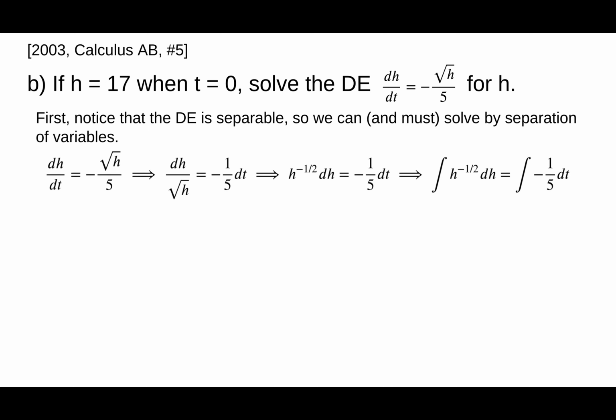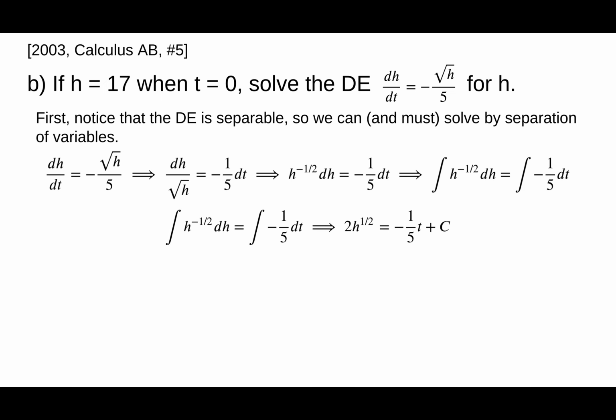We have dh/dt equal to negative square root h over 5. This implies that dh over the square root of h is negative 1/5 dt. That implies that h to the minus 1/2 dh is negative 1/5 dt. Now I can take the indefinite integral of both sides: the integral of h to the negative 1/2 dh equals the integral of negative 1/5 dt.